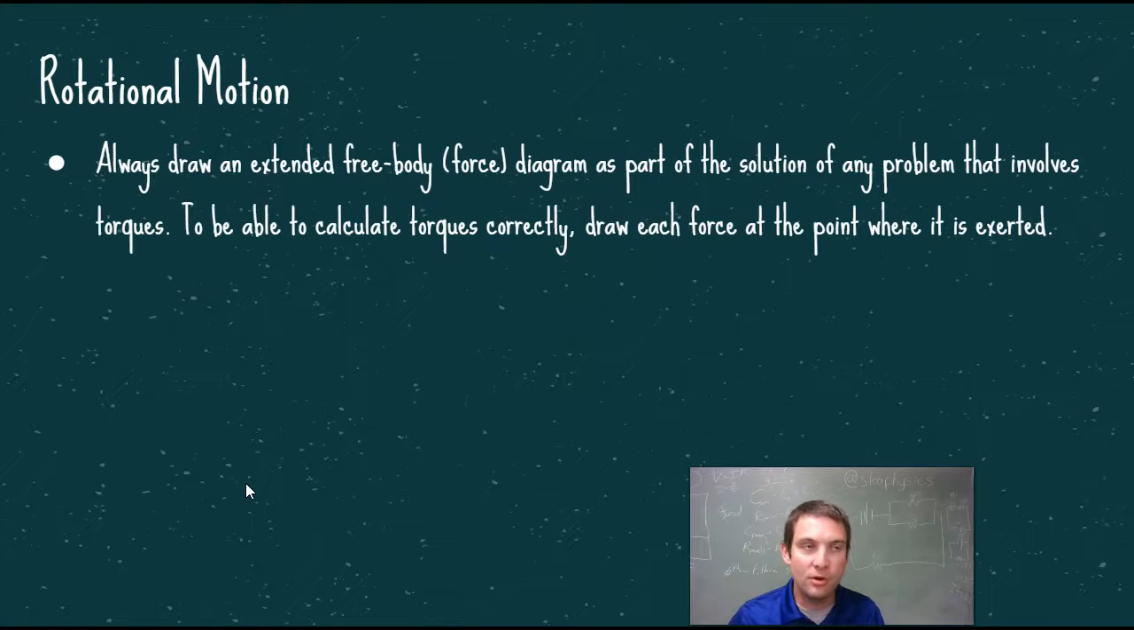A couple things to remember: weight always comes from the center of mass and points downwards. A normal force is always perpendicular to the surface and comes from the surface. Remember, draw lengths proportional to magnitude. So a longer arrow means a bigger force, a shorter arrow is a smaller force, and make sure you are labeling all of your forces.